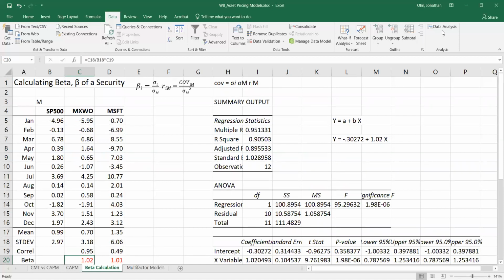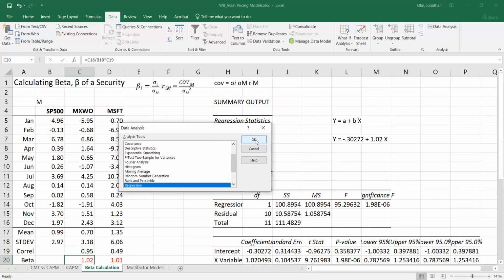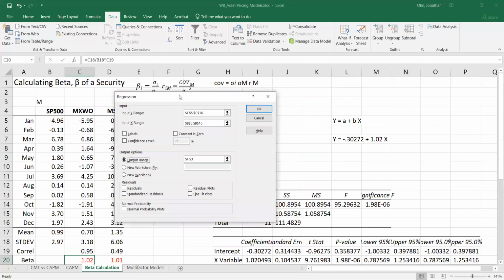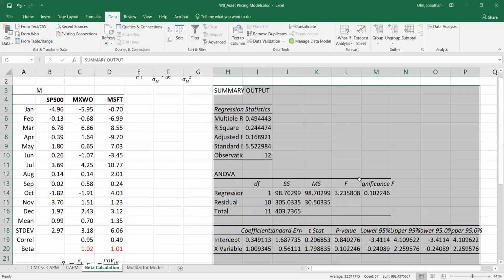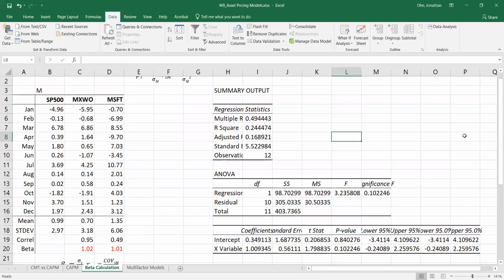So again, go to data analysis and then regression, okay. And then for the input label, this time it is Microsoft. Let's put Microsoft. And then the X variable, same way, the S&P 500. And then click okay. And H3, let me put it in the same place. Yes. You see that? We have another regression result. This one, you regressed Microsoft return on the market return.